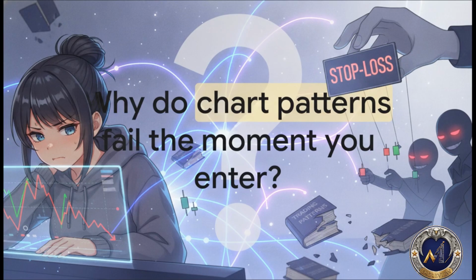It is so incredibly frustrating, isn't it? You read the books, you learn the patterns, you do everything right. You patiently wait for the breakout, you enter the trade, and bam, you hit your stop loss. It feels like terrible luck, but the data actually shows it's by design. What you are experiencing right there is the smart money trap.